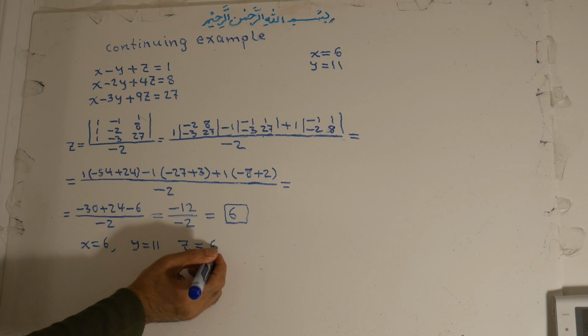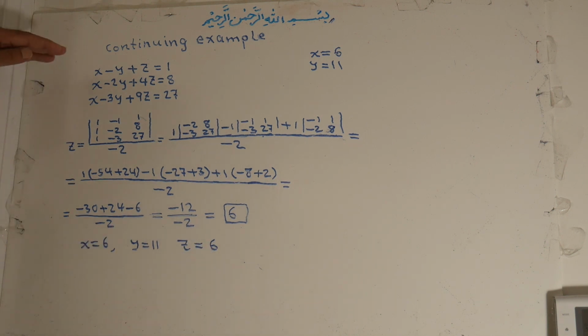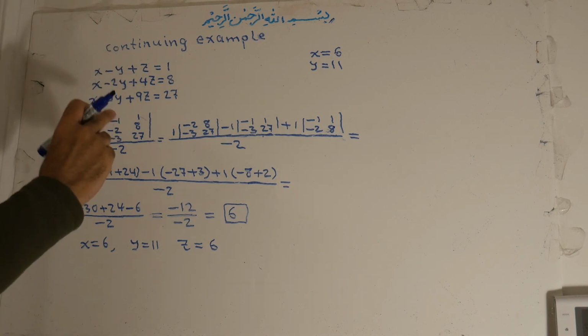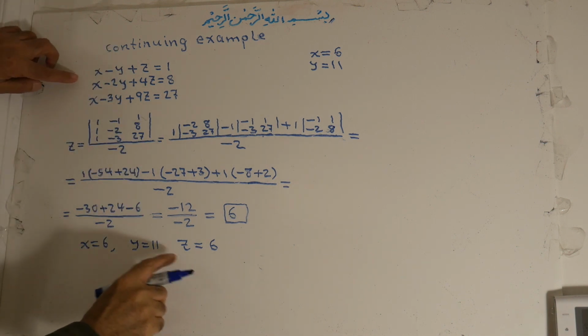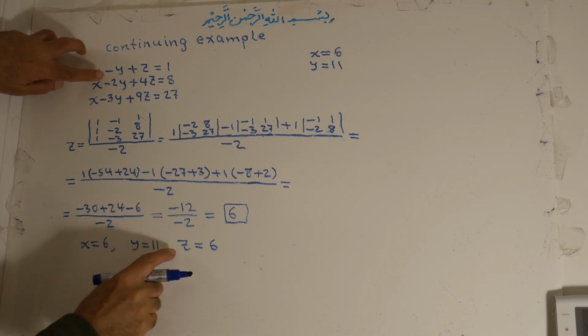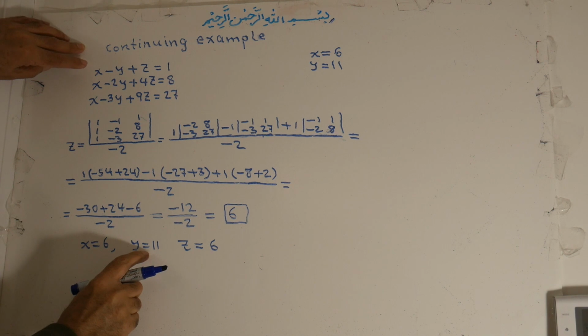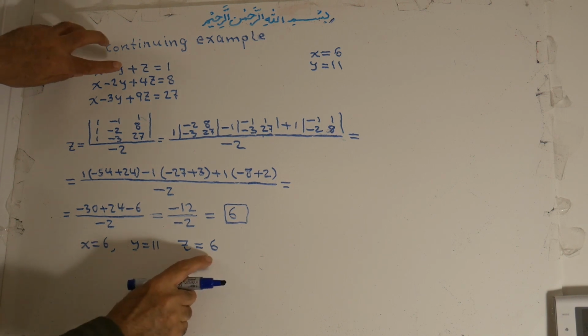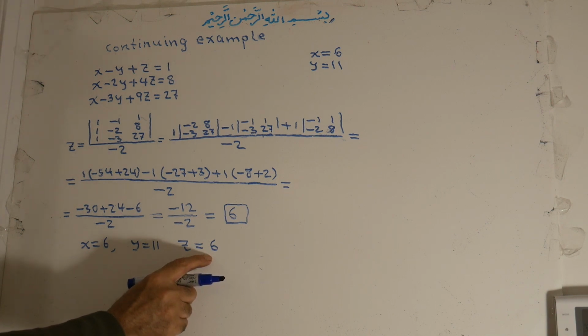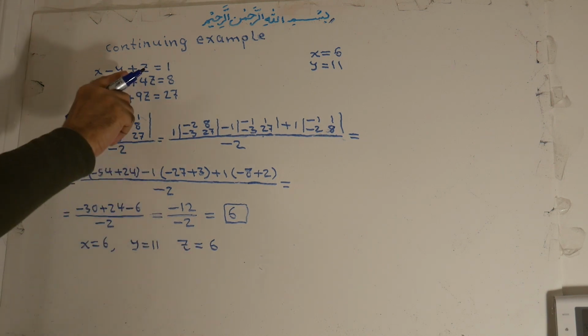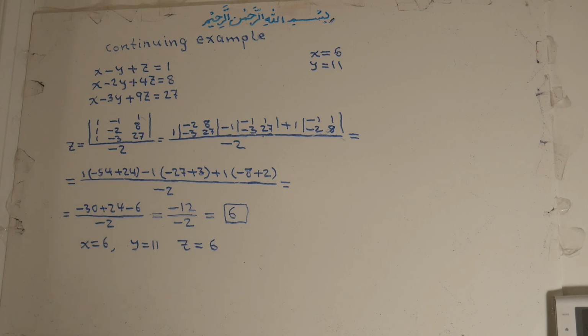Now if we put these values in one of these equations, we can check both sides of the equation. For example, the first one is easier. X is equal to 6 minus y. What is y? It is minus 11, which becomes minus 5, and z is 6 plus 6 becomes plus 1, and 1 is equal to 1.